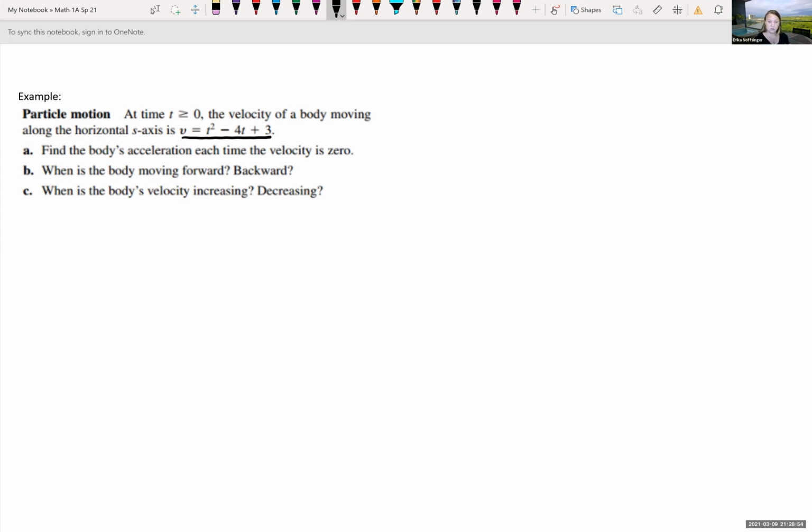So we're given the velocity, so that's direction and speed. And we want to find the body's acceleration each time the velocity is 0. Okay, so a couple things that we need to do here. We need to figure out when the velocity is equal to 0. And so we need to know when this v of t equals 0. So set our equation equal to 0. We have t squared minus 4t plus 3. When is that equal to 0?